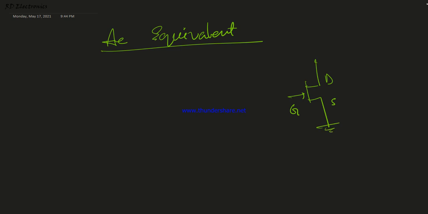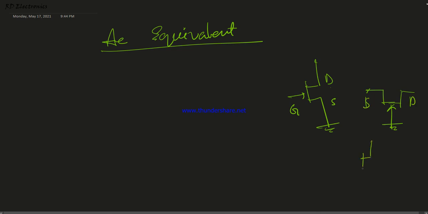Common source means the source is grounded with respect to drain and gate. Another mode available is known as common gate, which means the gate terminal is grounded with respect to source and drain. Another is known as common drain, where the drain is directly connected to plus VCC, and we get the output from here. This circuit is known as common drain, or also source follower, just like the emitter follower of the BJT model.